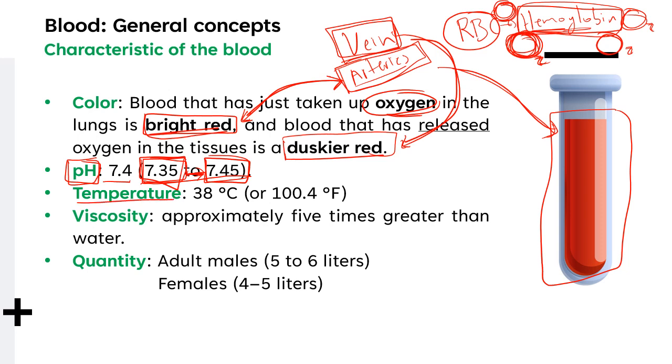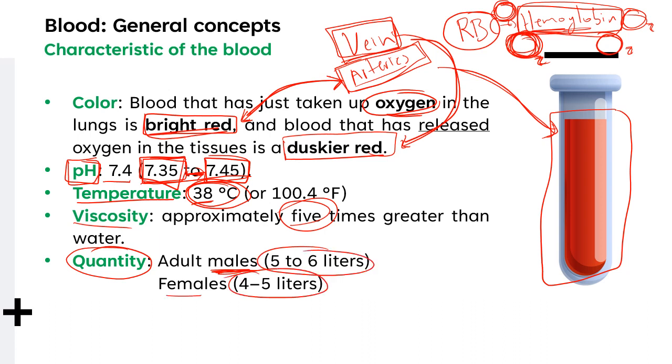Temperature, as you can see here, is a little bit higher than our regular body temperature, about 38 degrees Celsius. Blood is 5 times more viscous than water, and the amount, in males, on average, of blood that we have in the cardiovascular system is about 5 to 6 liters. Females, 4 to 5 liters.